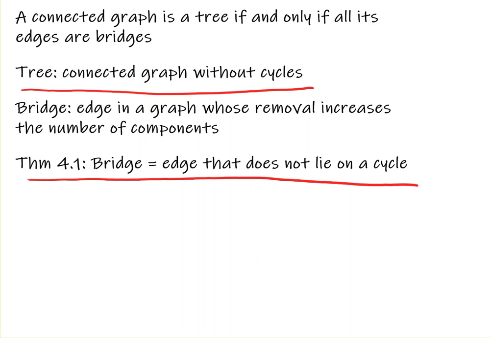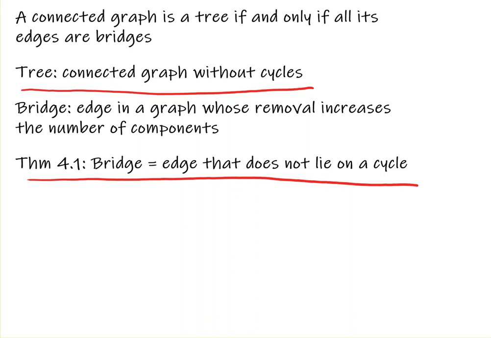let's read our statement again. A connected graph is a tree if and only if all its edges are bridges. So let's look at one direction. If all the edges of a connected graph are bridges, that means no edge lies on a cycle. That means there is no cycle. And a connected graph without cycles is a tree. So if all its edges are bridges, then we have a tree.